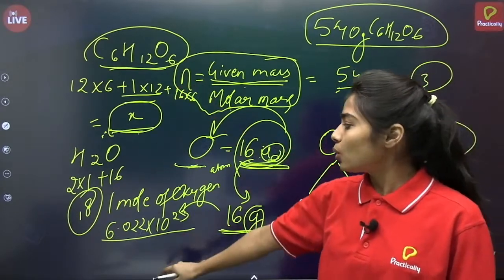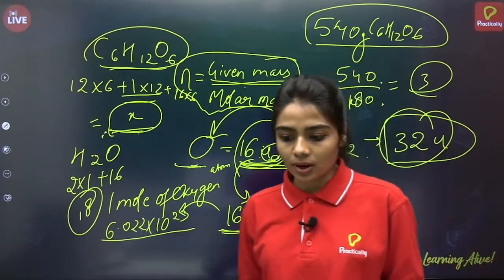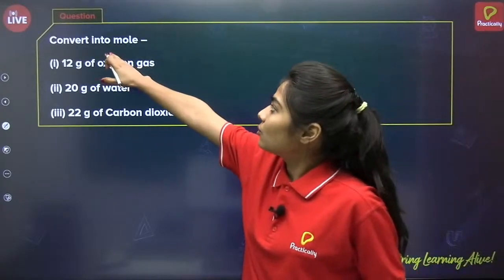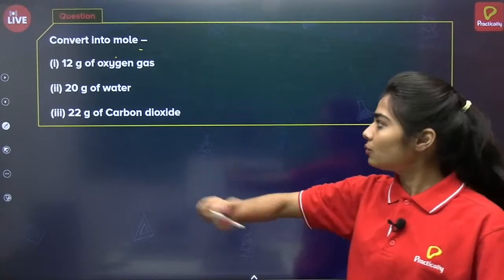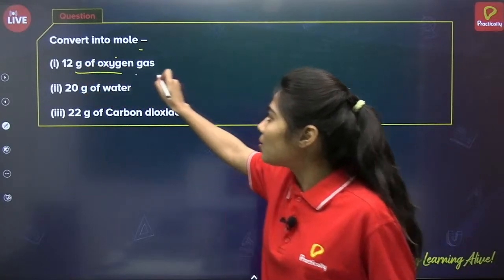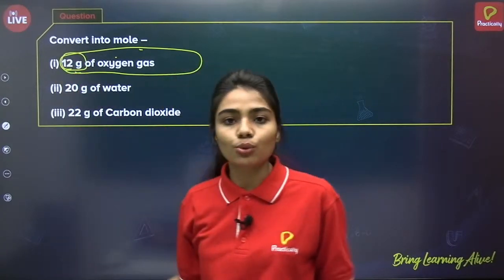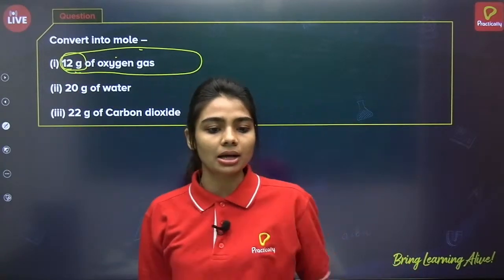So this is what they asked and how we have calculated. Let's do some problems over this. Convert into mole. We have 12 gram of oxygen gas. So this is the given mass. 12 gram is the given mass here.